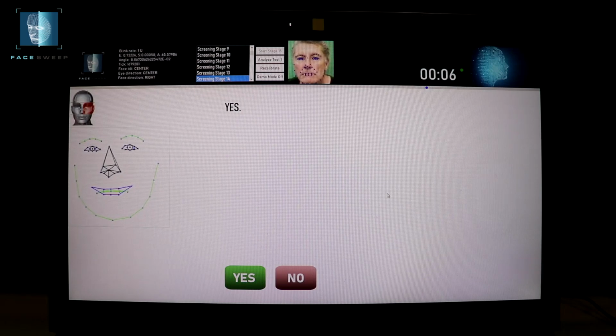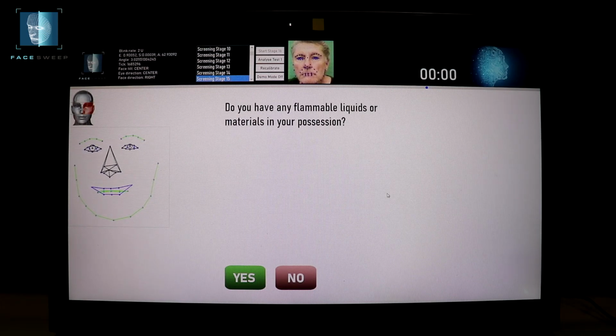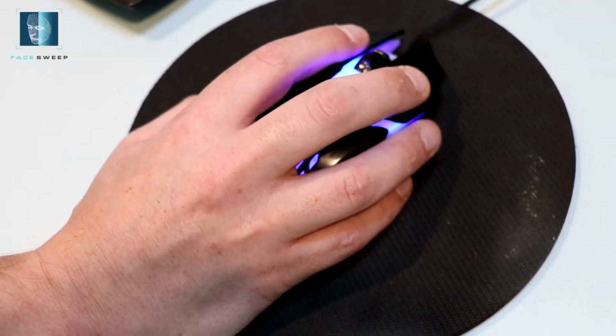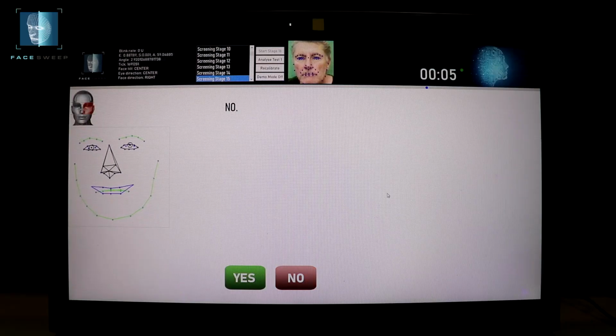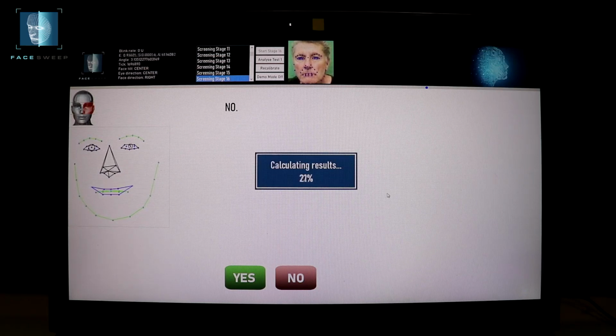The first, is your passport authentic? For which the subject indicated he would be truthful. Do you have any flammable liquids or materials in your possession? And the second, do you have any flammable liquids or materials in your possession? For which the subject indicated he would lie.